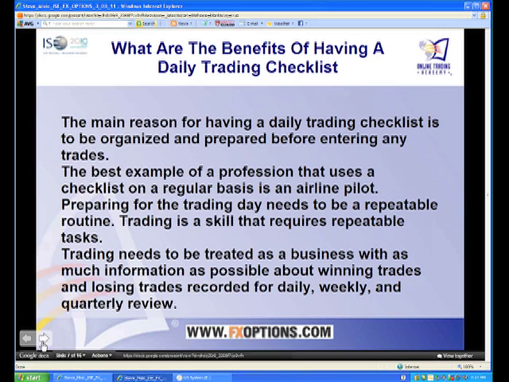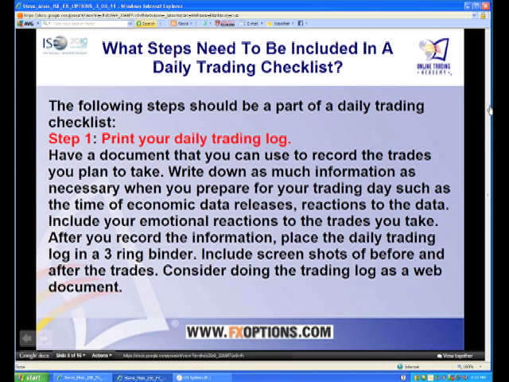So the following steps should be included as part of a daily trading plan checklist. Number one, have a trading log. It can either be a log like the one I'm going to show you, or it could be a loose leaf binder or a 3-ring binder, or it could be a spiral notebook, something that you used to use in school. But you want to write down in that document as much information as you possibly can about your trade, such as all the information of the time that the economic data is released during the day when you trade. You want to write down what the reactions were to that economic data if you happen to be trading short-term trades.